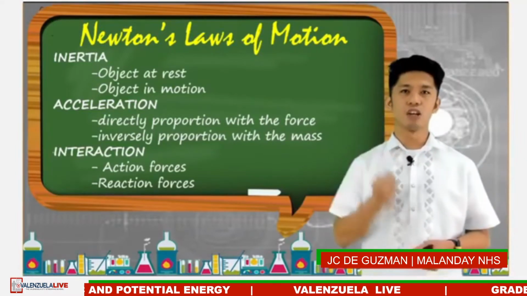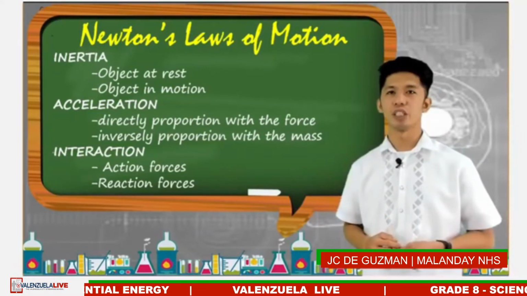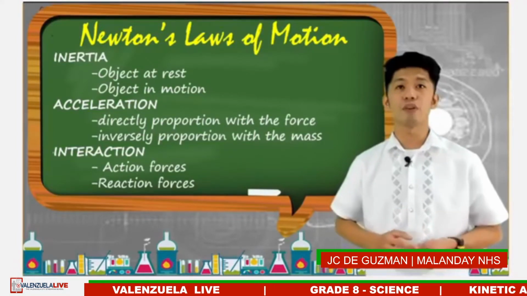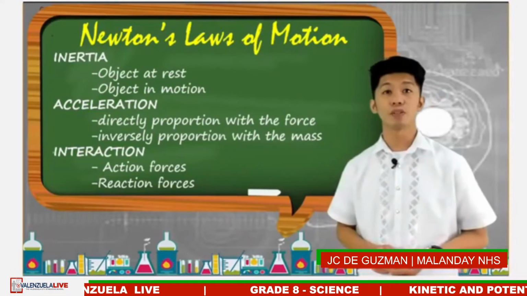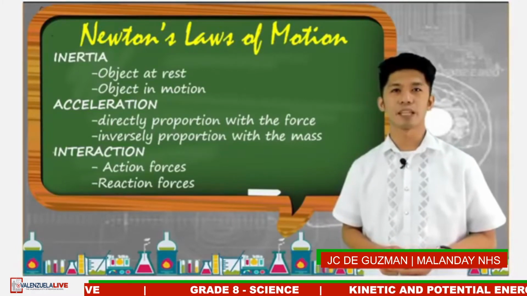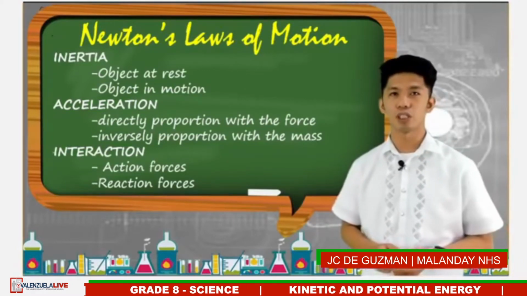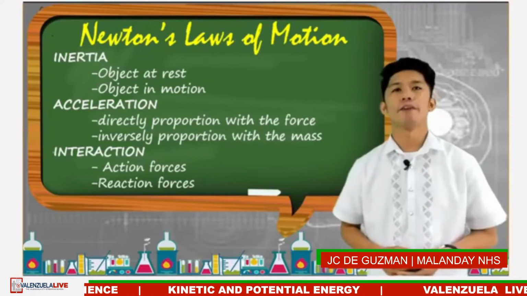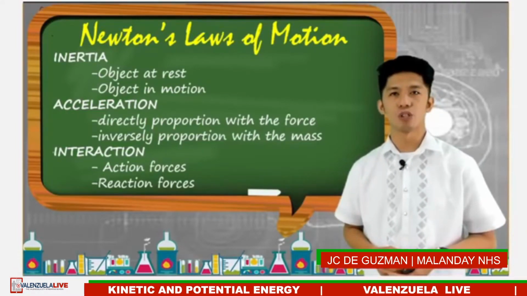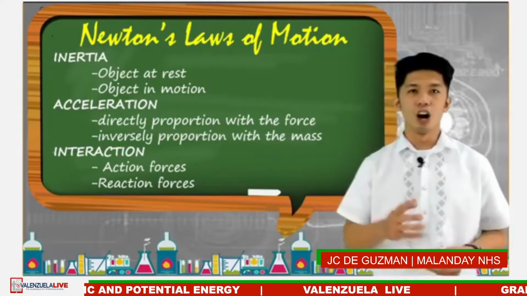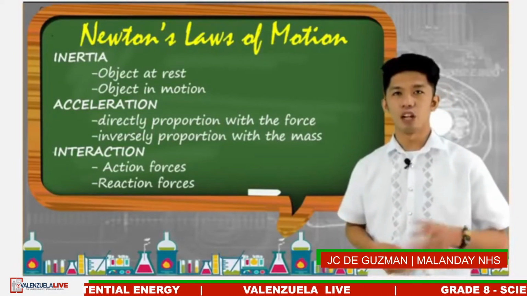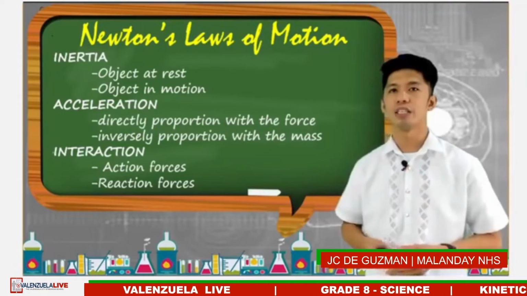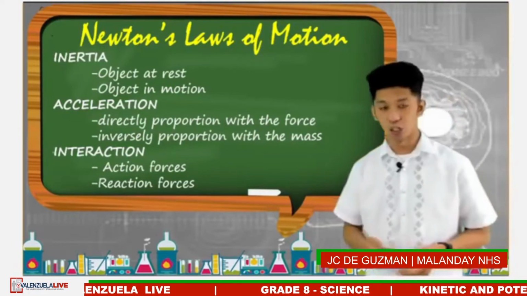While for the second law, the law of acceleration, acceleration is directly proportional to the force and inversely proportional to the mass of an object. It is represented by the formula force is equal to mass times acceleration. Now, for the last law of Newton's laws of motion, the third one, the law of interaction, we also have two things to remember, which are the action and reaction forces.